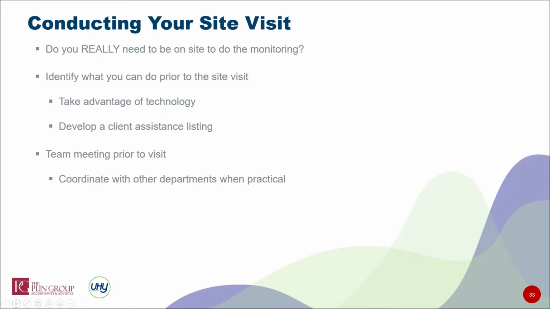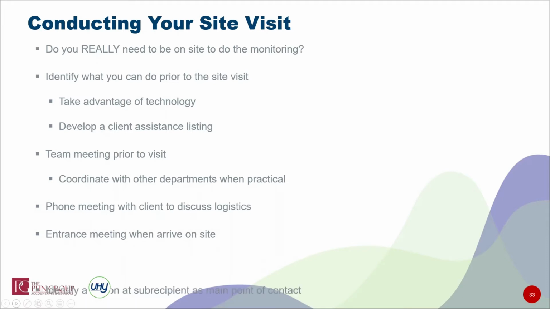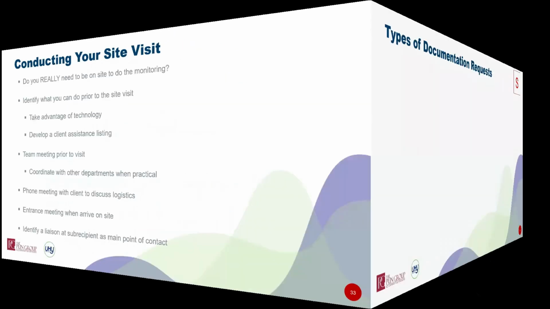And if it's being done internally, coordinating with other departments when practical, if they have eligibility information, if you're going to do the programmatic side. Phone meeting just to talk about general logistics, either with the sub or with the pass-through entity. Hold an entrance meeting, which is very important on the first day when testing is going to begin, to make sure you have everything. And then also identify a liaison at the subrecipient as a point of contact. We find this is helpful to keep the monitoring moving smoothly through the process.